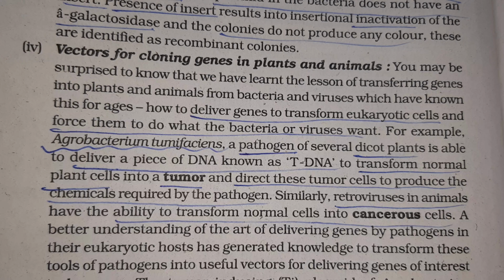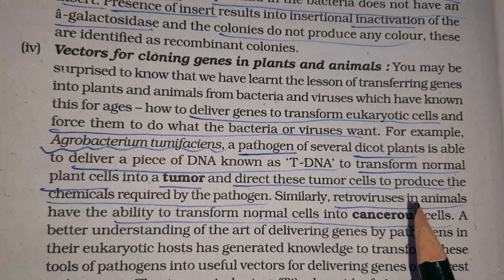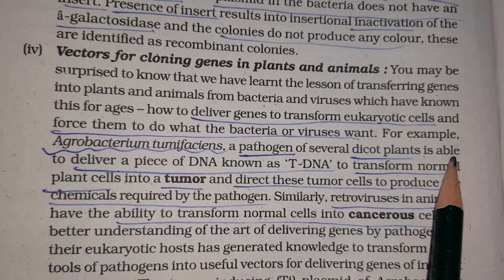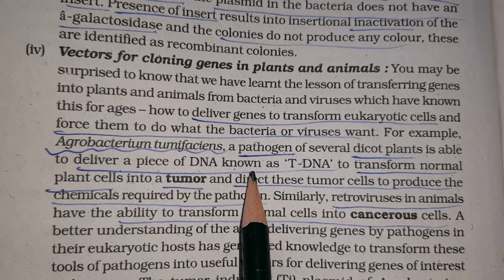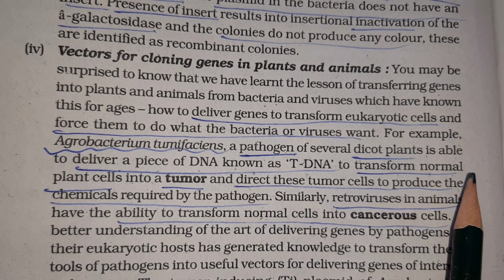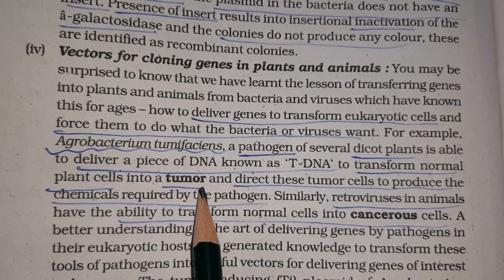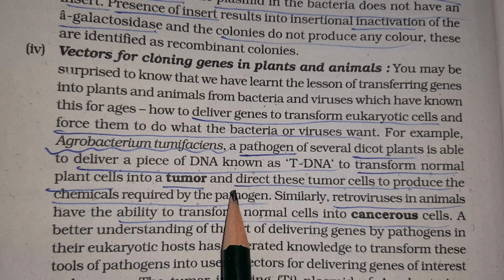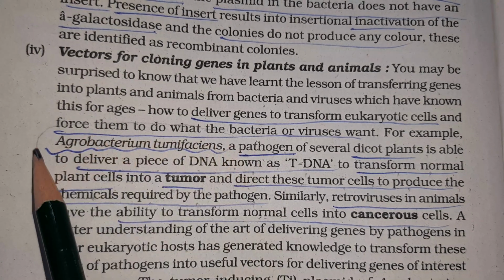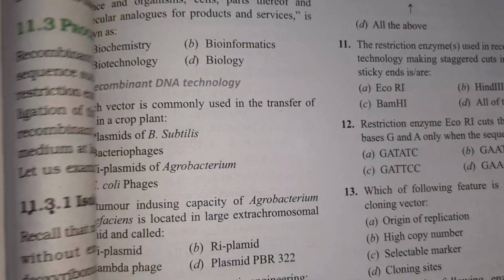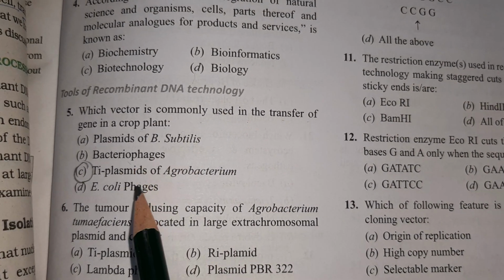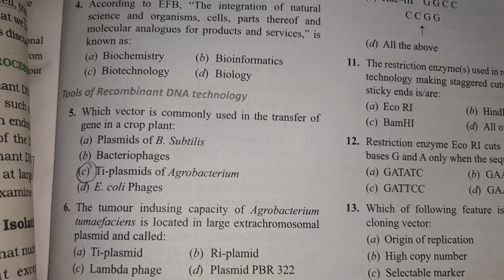It is present on page number 200 in NCERT textbook. For example, Agrobacterium tumefaciens, a pathogen of several dicot plants, is able to deliver a piece of DNA known as T-DNA to transform normal plants into a tumor and direct this tumor cell to produce the chemicals required by the pathogen. This means that Agrobacterium tumefaciens is the one which is able to deliver the genes into the crop plant. So the answer of this is Ti plasmids of Agrobacterium.